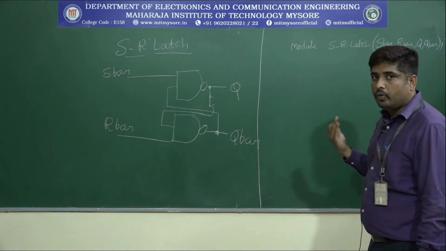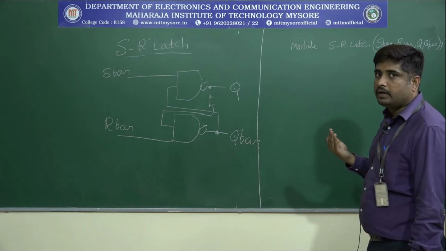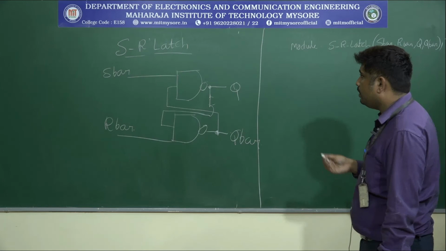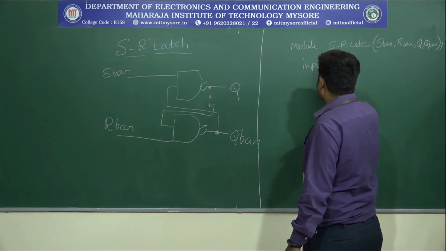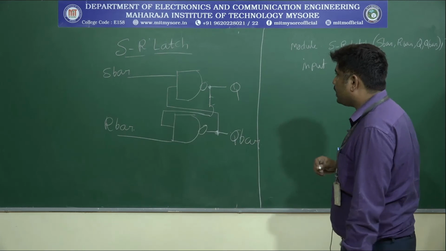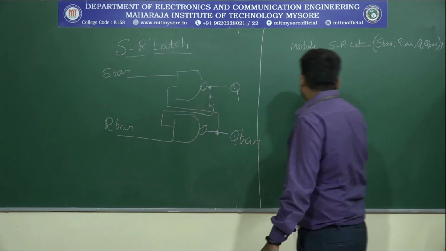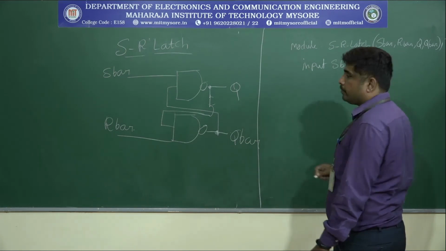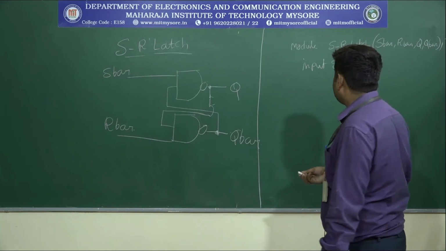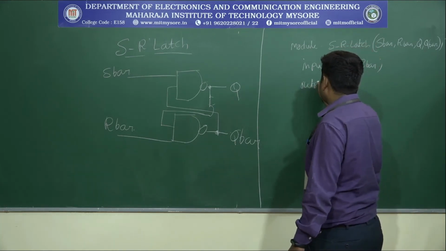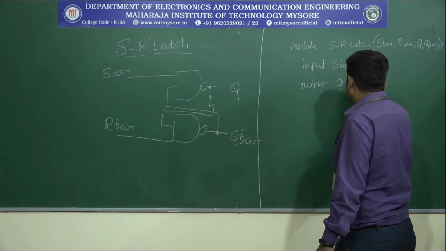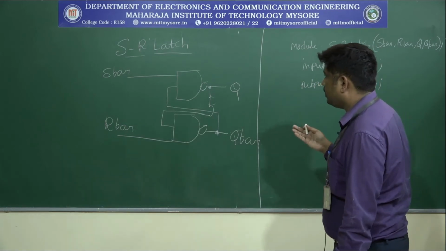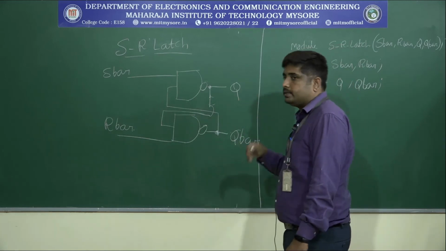Next we have to declare the port definitions. There are two kinds of ports available with respect to this diagram: input ports as well as output ports. So what are the inputs here? Inputs are S bar and R bar. Once you declare the inputs, move on to the outputs. The outputs here are one Q, another one Q bar. Is any intermediate signal required? No, there is no intermediate signal required for this SR latch.